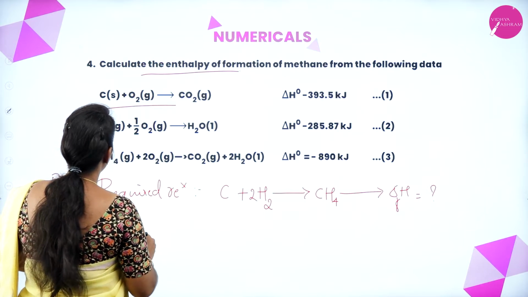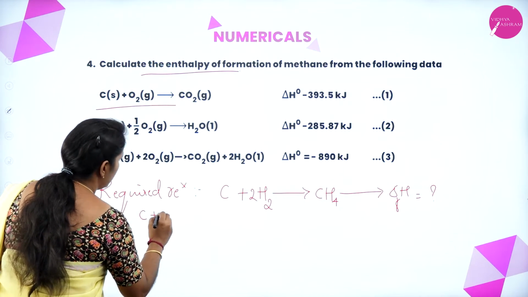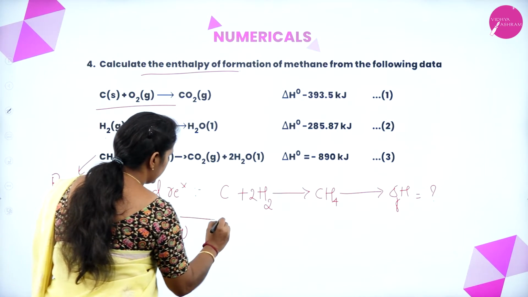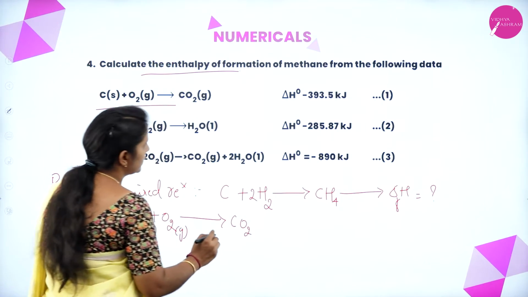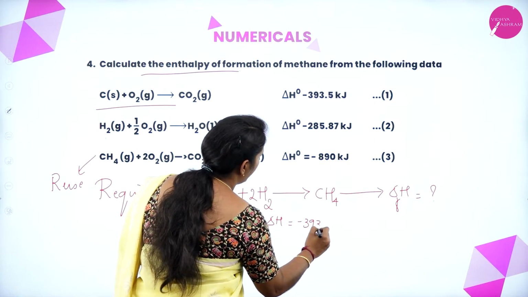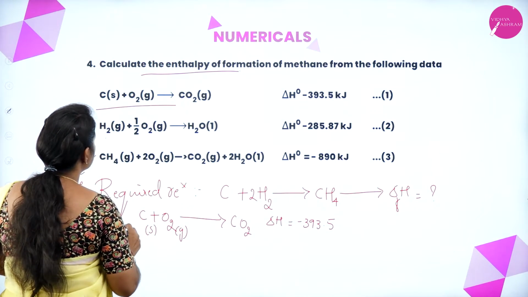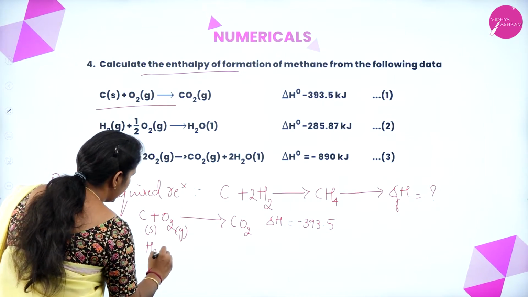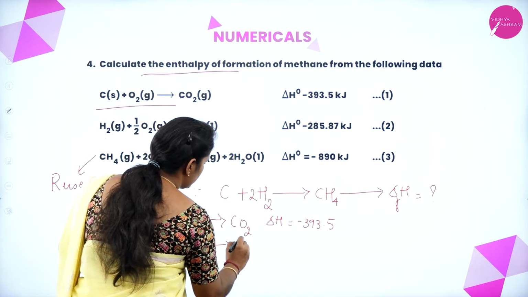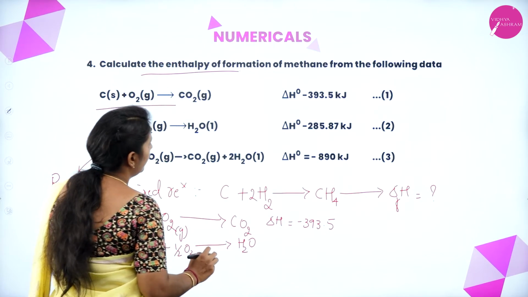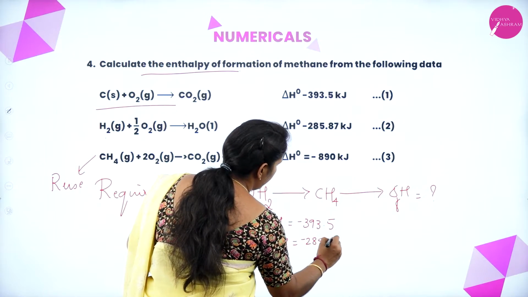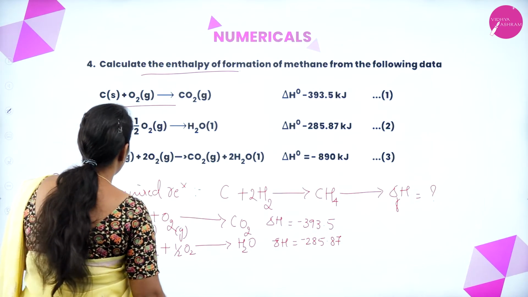So I will write carbon plus oxygen, one is solid, one is gas, giving rise to carbon dioxide. What is the change in enthalpy for this reaction? Minus 393.5. Now I'll take up the second equation, that is hydrogen reacting with oxygen and giving rise to water molecule. What is the change in enthalpy for this reaction? Minus 285.87. I'll reverse equation 3 now.